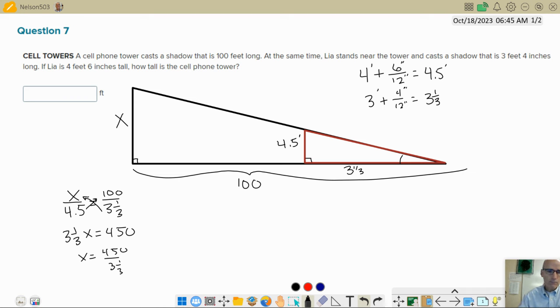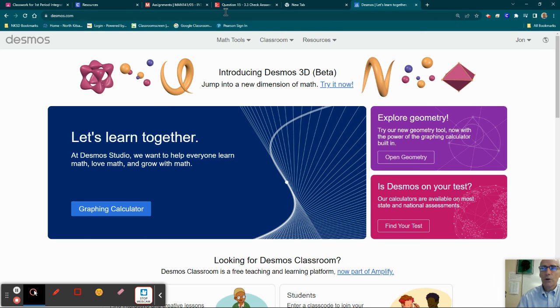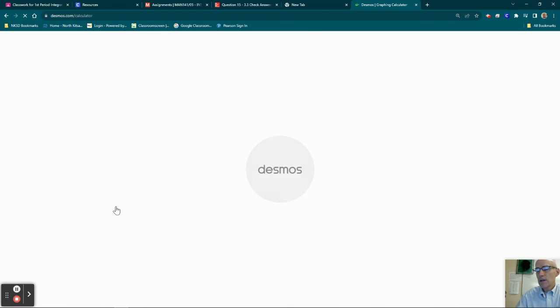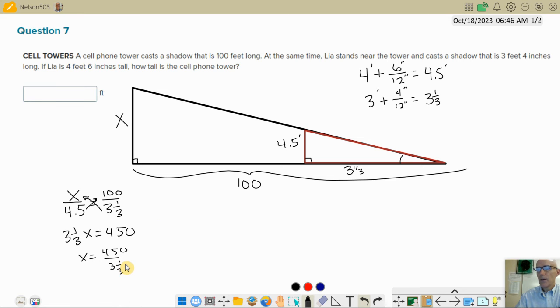And I think you could do that if you're really good at fractions. But let me show you if you're kind of intimidated by the fractions. You could just take, what was it again? It was 450 divided by 3 1/3.